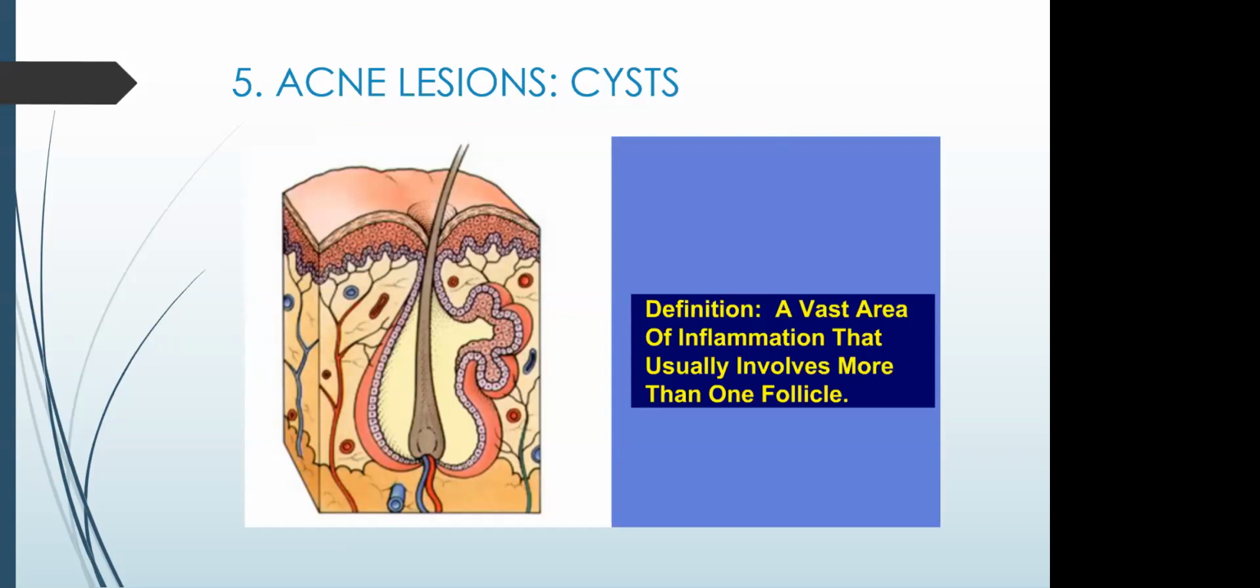Number 5 is acne lesions. The first one we're going to talk about is cysts. This lesion is as big or bigger than the end of your little finger, and it's filled with pus and looks like a boil. The primary cause is a break in the follicular lining and an overreaction on the part of the immune system. The inflammatory response includes itching, swelling, and tenderness.